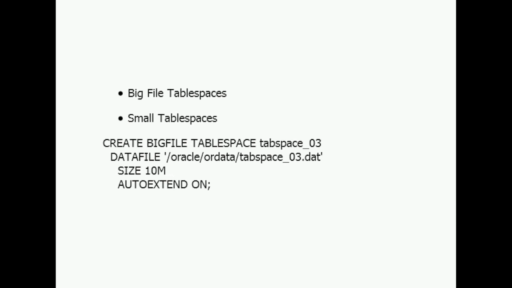Small file is the default type of tablespace in Oracle database. A small file tablespace can have multiple data files, and each data file can be as many as 2^22 data blocks in size. A small file tablespace can have a maximum of 1022 data files, but this number depends on your operating system also. Below is an example of a big file tablespace.